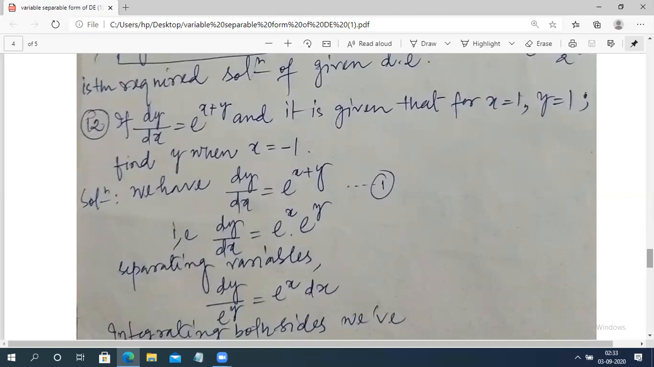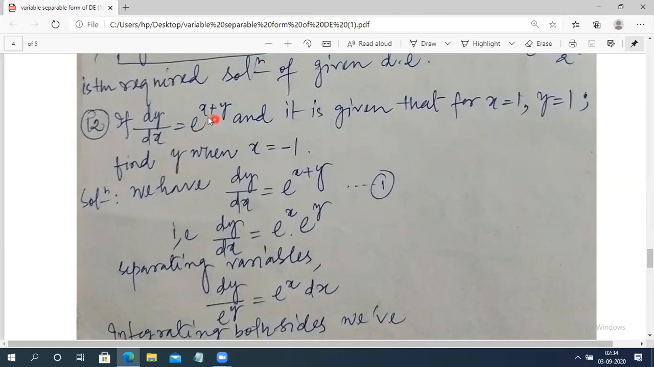Okay, first we have to find the general solution, then by the given condition we'll get the specific value of the arbitrary constant. So let's get started. It is given that dy by dx is equal to e to the power x plus y.